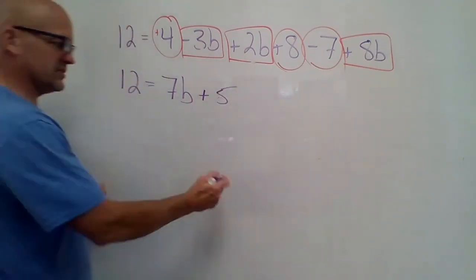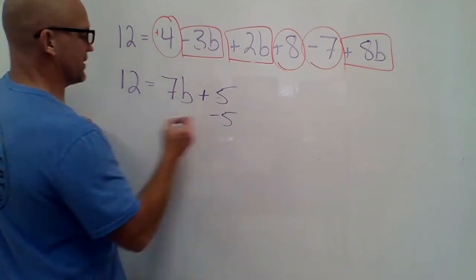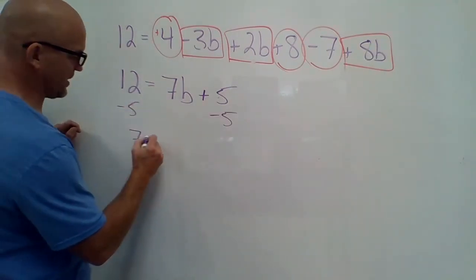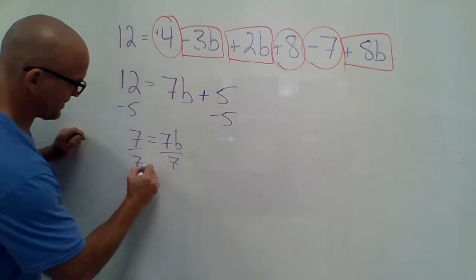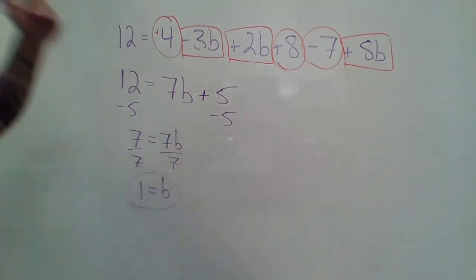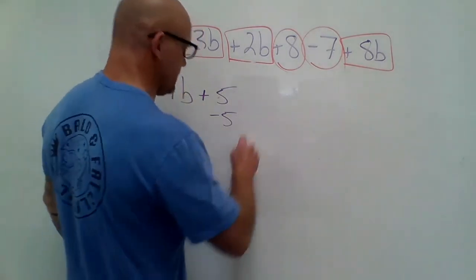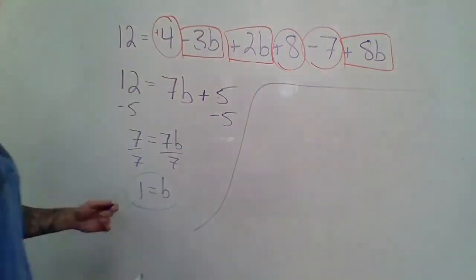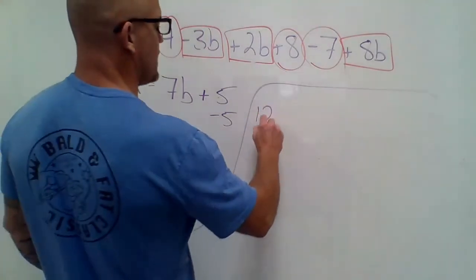So now I'm going to go ahead and solve this. Subtract 5 from both sides. That gives me 7 equals 7b. Divide both sides by 7. 1 equals b. Once again, got that ugly thing to check, but the calculator will do the work for me if I want. So here we go.